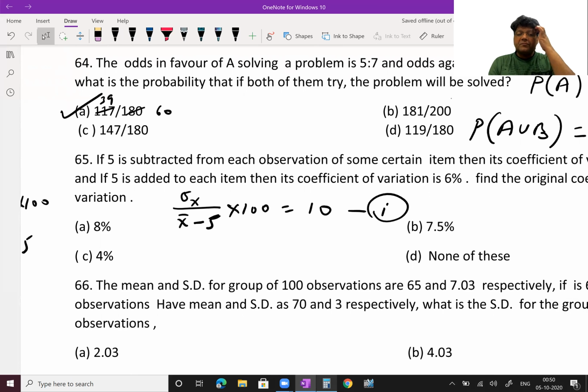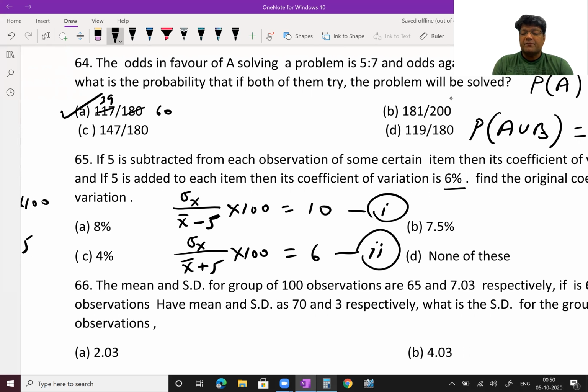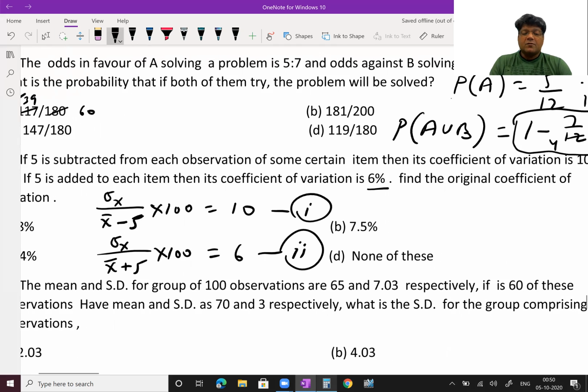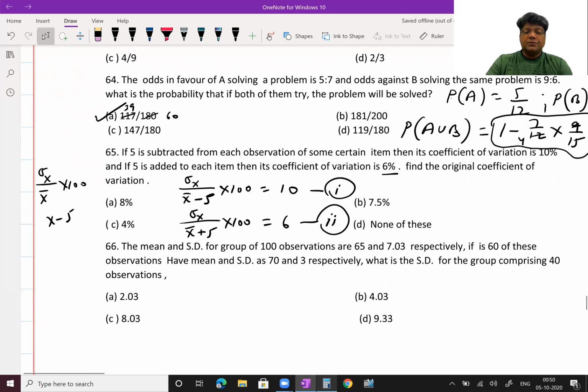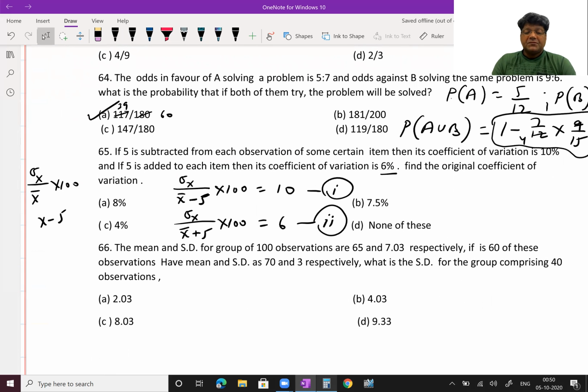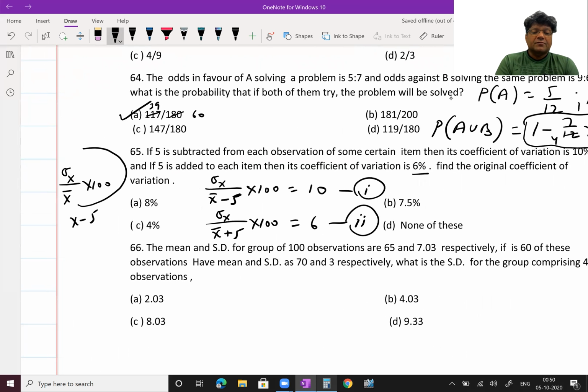Now, 5 is added to each item, then also SD will remain the same. But your mean will be this time x bar plus 5. So SD by mean into 100 is the coefficient of variation. But this time the coefficient of variation is 6%. That is equation number 2. They are saying find the original coefficient of variation. Okay. So look here, original coefficient of variation means what? This thing, sigma x by x bar into 100.